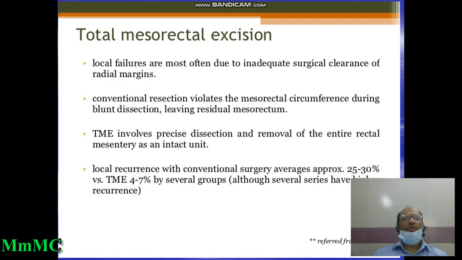Local failures are most often due to inadequate surgical clearance of the radial margin. Conventional resection violates the mesorectal circumference during blunt dissection, leaving residual mesorectum. Total mesorectal excision involves precise dissection and removal of the entire rectal mesentery as an intact unit. Local recurrence with conventional surgery averages approximately 25 to 30%, but if we do total mesorectal excision, that becomes 4 to 7% by several groups.